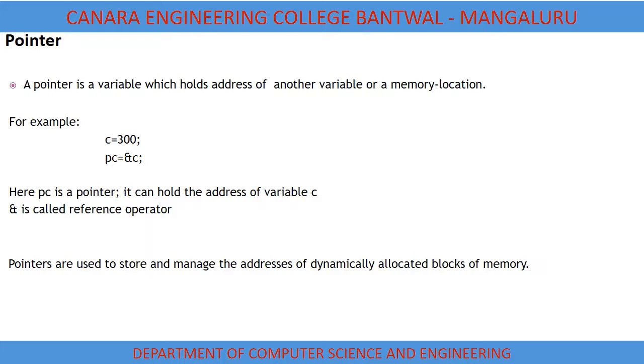So for example, I have taken a variable c is equal to 300. So c is a variable which is holding a data 300. Now we have taken pc is equal to ampersand c. So now the address of variable c is stored in pointer variable. So I can say here pc is a pointer, so it is holding the address of variable c, and ampersand is called a reference operator here.